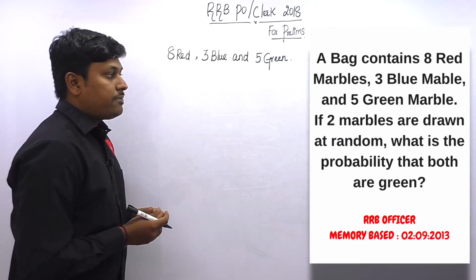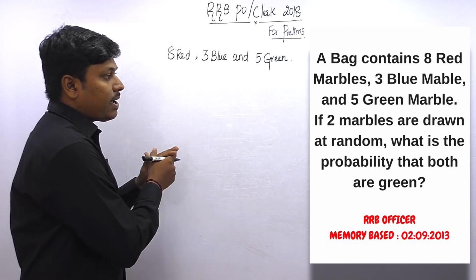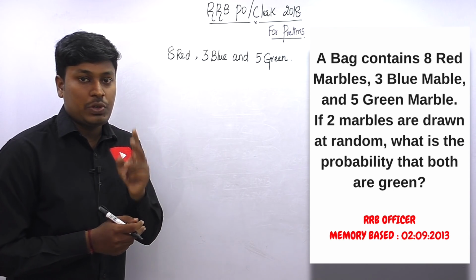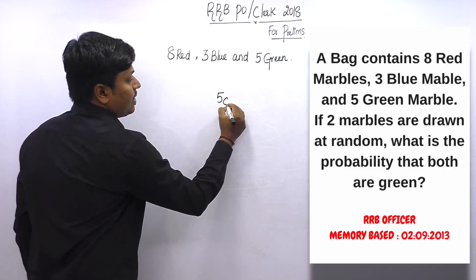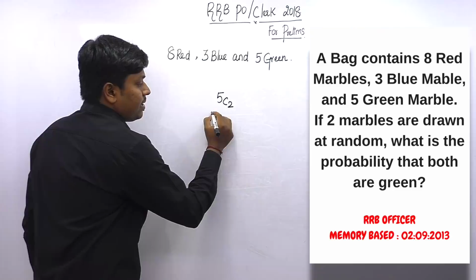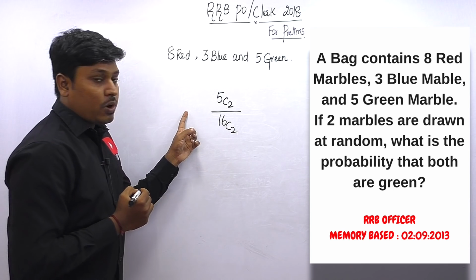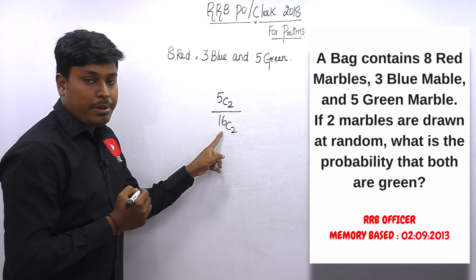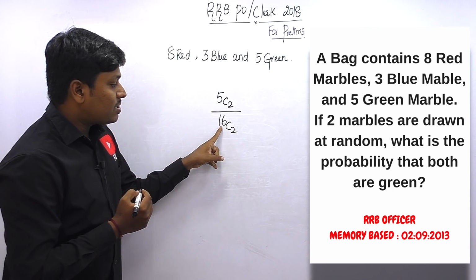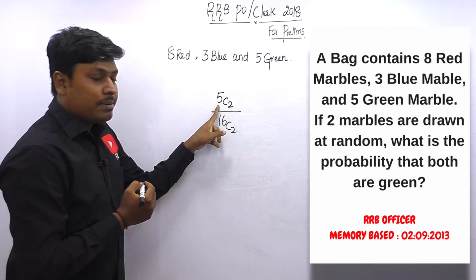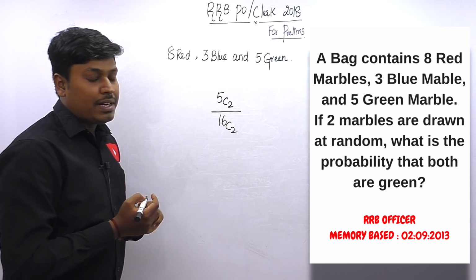Question number 2. If 2 marbles are drawn at random, what is the probability that both are green? Similarly, our target is to pick 2 balls, and both should be of green color. So out of 5 green, our target is to pick 2 green, which is sum of observation divided by possibility. Overall we have 16 balls and our target is to pick 2 balls, so the overall possibility is 16C2. The numerator is 5C2 divided by 16C2.